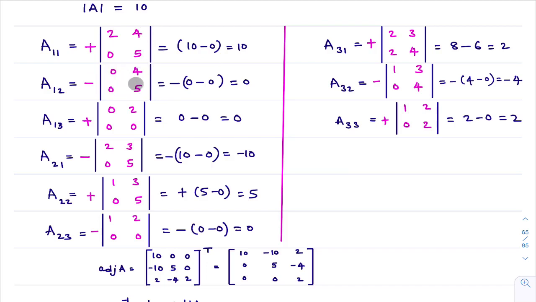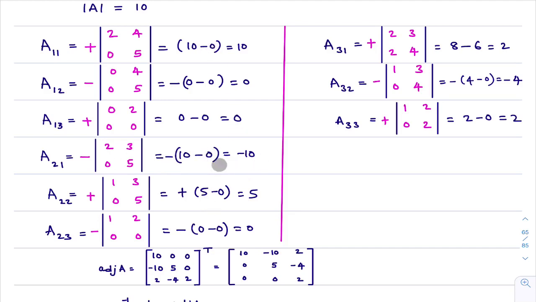Now you expand this determinant. 0 into 5, 0 minus 0 into 4 is 0. When you simplify this, you will get 0. Here this one plus 0 minus 0, that is 0. Here minus is there, and that's why I wrote minus here. 2 5s are 10 minus 0, that is minus 10. I hope you are understanding.